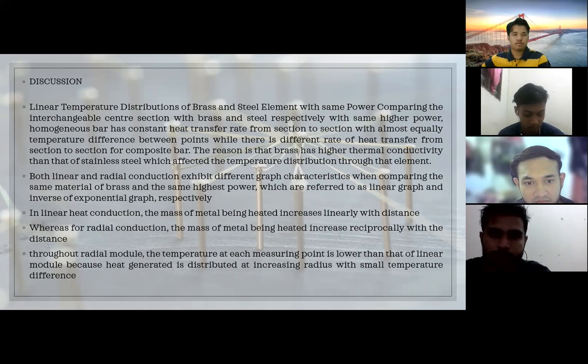Both linear and radial conduction exhibit different graph characteristics when comparing the same material, brass, at the same highest point, which are referred to as a linear graph and an inverse exponential graph respectively. In linear heat conduction, the mass of metal being heated increases linearly with distance, whereas in radial conduction, the mass of metal being heated increases rapidly with distance throughout the radial module. The temperature at each measuring point is lower than in the linear module because the heat generated is distributed over an increased radius with a small temperature difference.